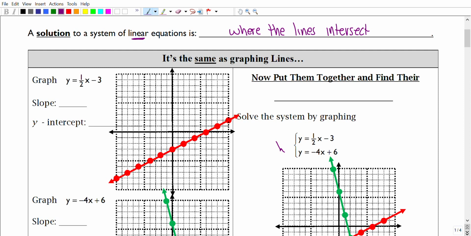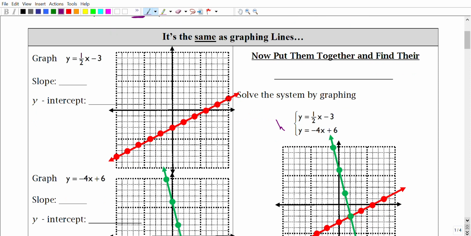Later on, we're going to be talking about systems of linear inequalities, and you'll notice that just like regular linear inequalities, they have different solution sets. It's not just the points that are on the line. So just keep in mind, this is how we find solutions to systems of linear equations: where the lines intersect.